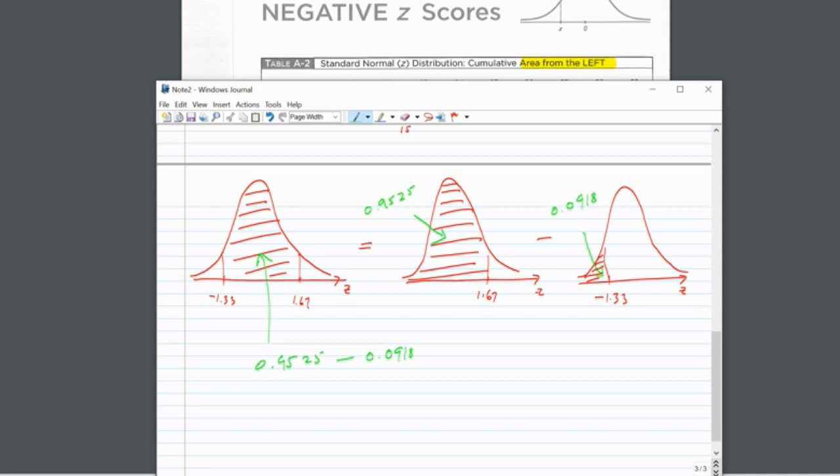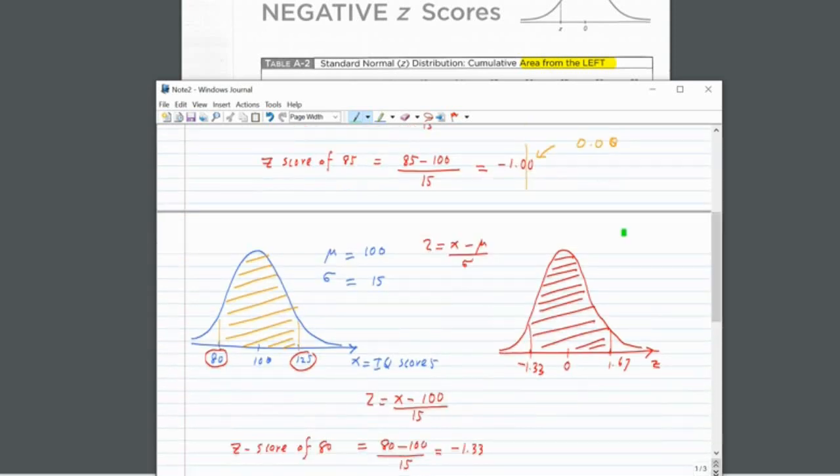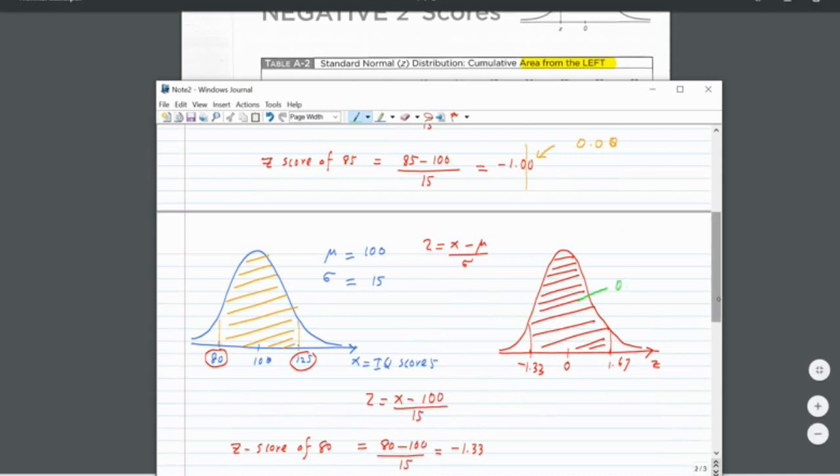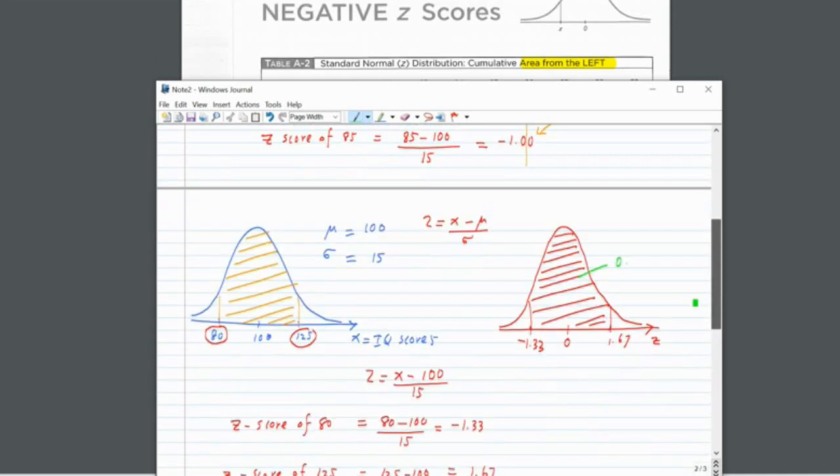So what do you get? 0.9525 minus 0.0918. I got this as 0.8607. Okay, so that is your answer. So therefore this area is 0.8607. So that's the answer.